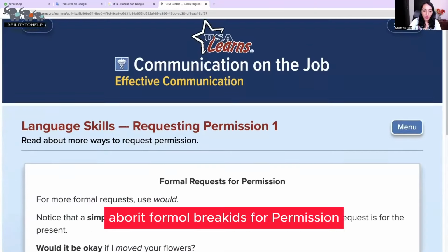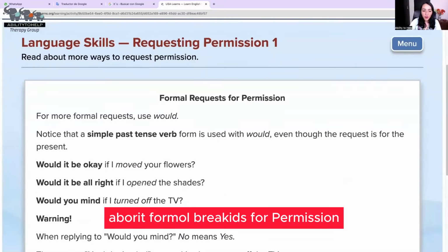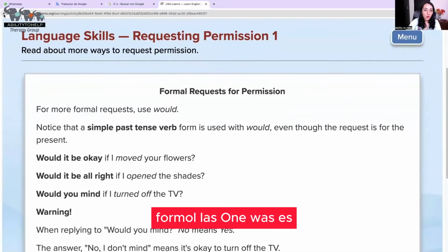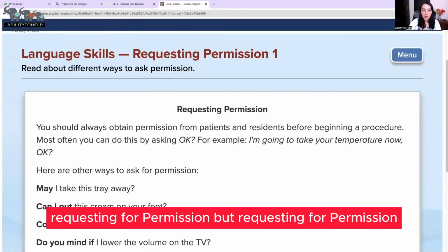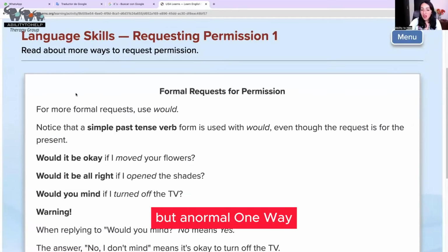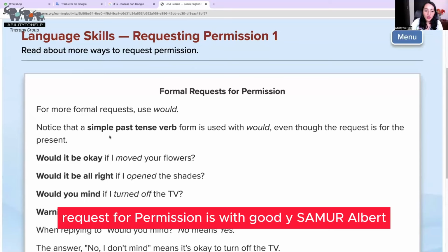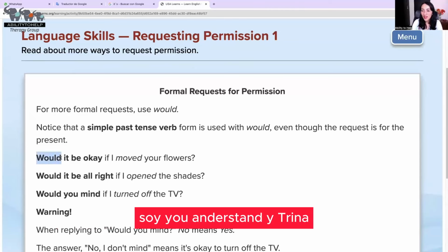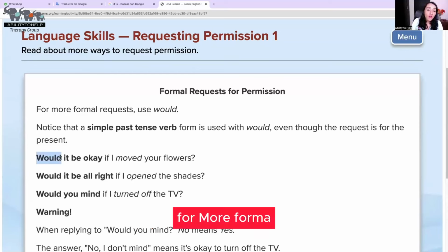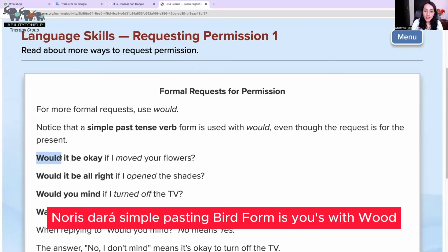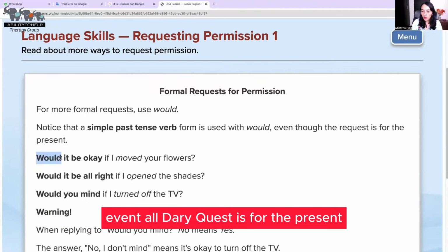So let's work on it. Formal requests for permission. The last ones were requests for permission in a normal way. A formal request for permission is with would. It's a modal verb, so you understand it right now. For a more formal request, use would. Notice that a simple past tense verb form is used with would, even though the request is for the present.